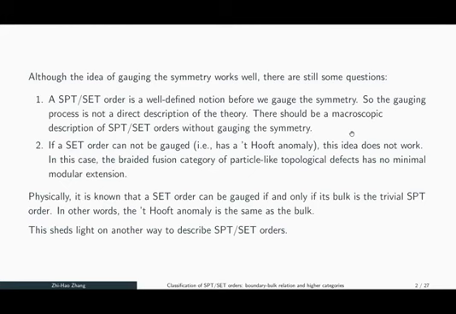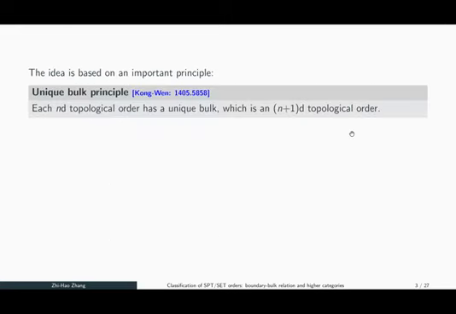Yeah, but you can gauge in any dimension, yes. Okay, so this new idea is based on an important principle called the unique bulk principle. It says each ND topological order has a unique bulk, and this bulk is an n+1D topological order.